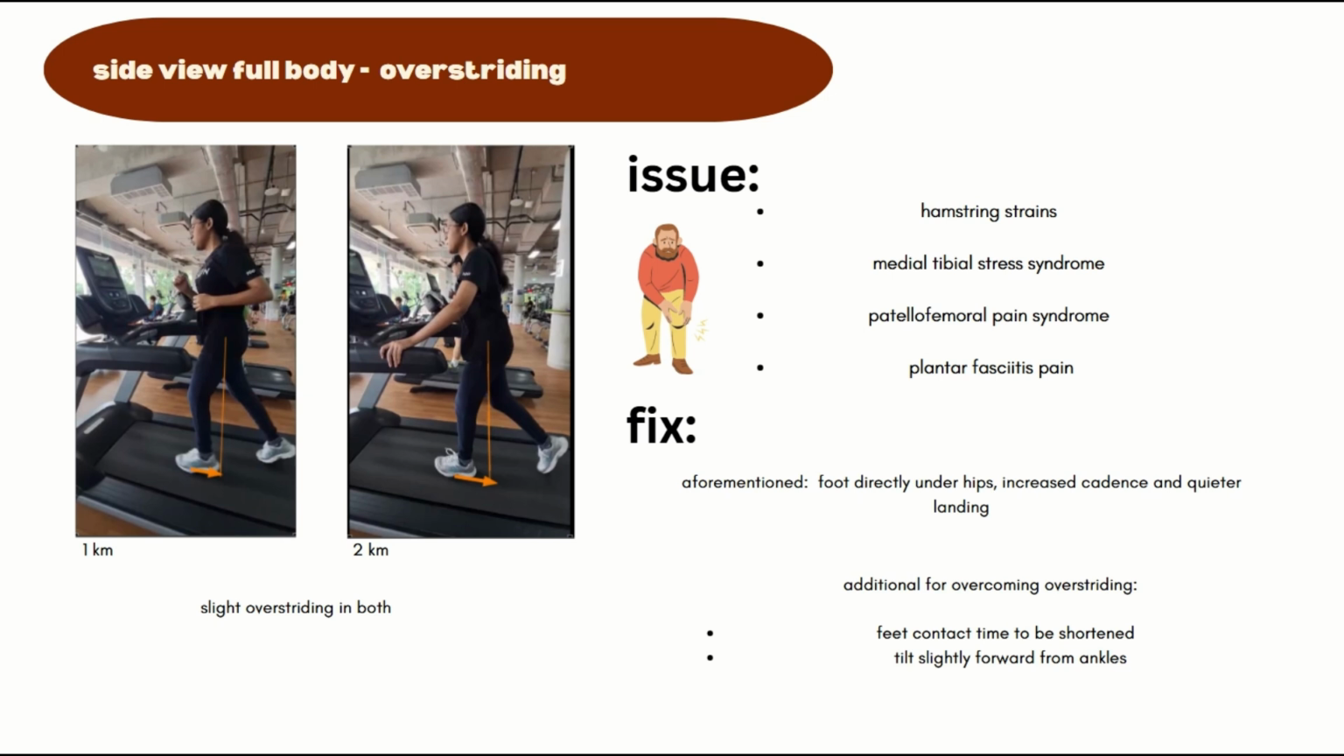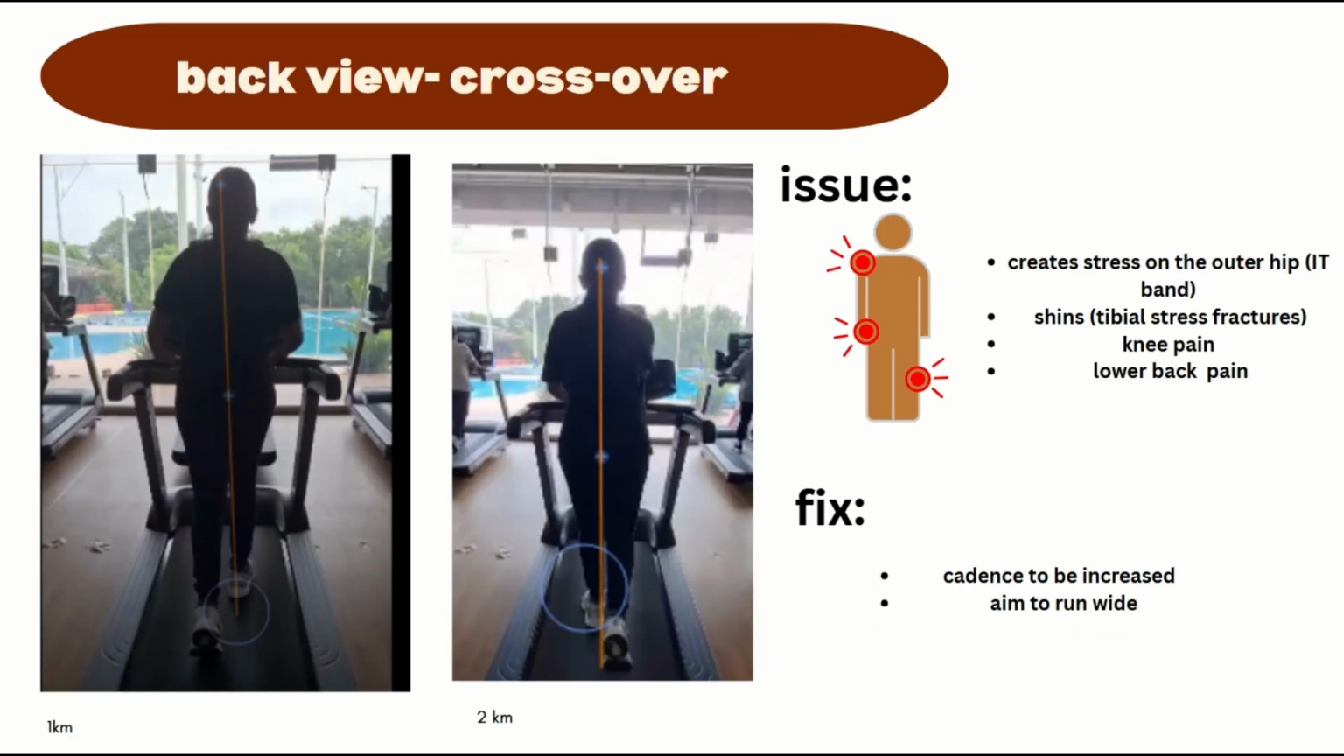There is slight overstriding present in both distances of 1 km and 2 km. If overstriding persists, injuries like hamstring strains, medial tibial stress syndrome, patellofemoral pain syndrome, and plantar fasciitis pain will occur. To correct overstriding, along with the foot directly under the hips, increased cadence, and quieter landing, there are additions: foot contact time should be shortened, and the tilt should be slightly forward from the ankles of the leg.